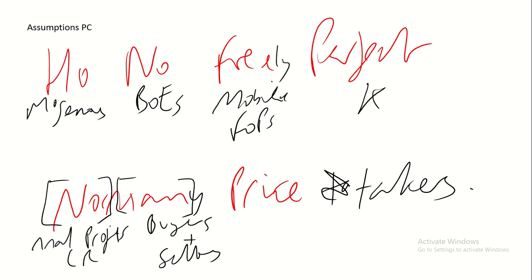Homogeneous product, so it means all the products are identical. There's no barriers to entry. There's freely mobile factors of production. There's perfect knowledge from consumers and producers. They make normal profits in the long run. There's many buyers, many sellers. They are price takers. Okay, so there are the assumptions you need to know about.